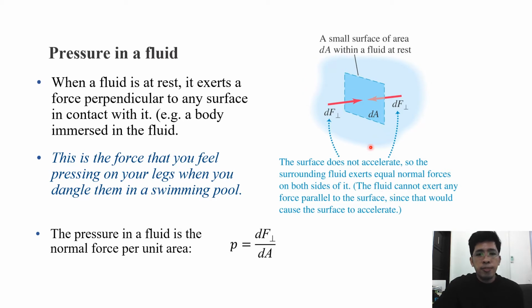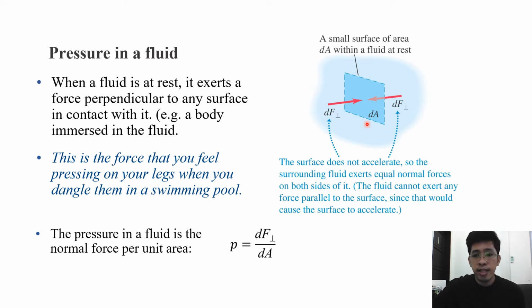Now, this pressure is the same pressure that you'll feel when you try to wave your hand like this. You feel something on this side here and also on this side here. So that force that you feel is the force exerted by the fluid in this room, which is, say, the air inside this room. So that pressure is perpendicular to the surface. So the pressure in a fluid is the normal force per unit area.